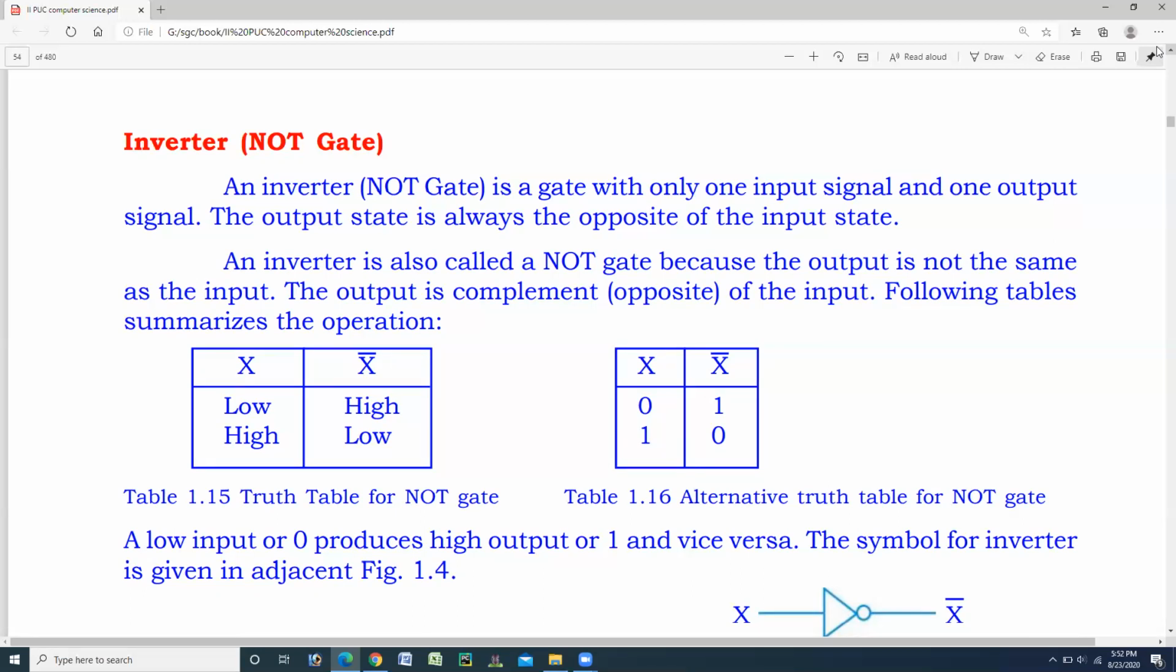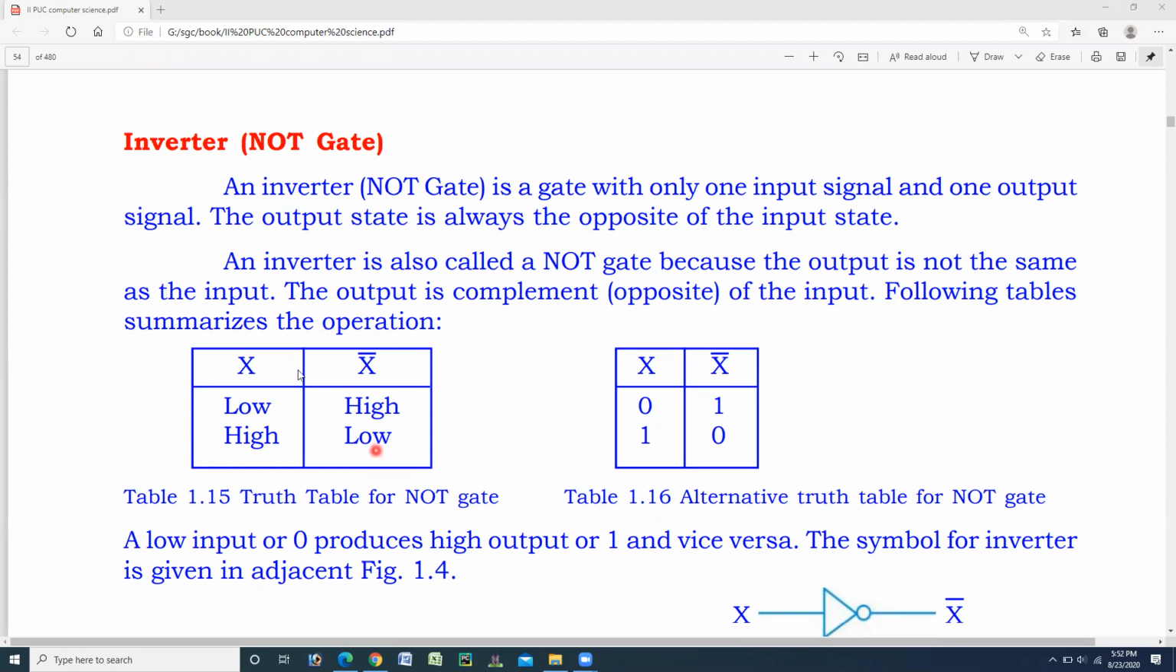For example, if you check here in the truth table, x and x complement. In the NOT gate representation, the output is the complement because it inverts. If the input is low, then the output is high. If the input is high, then the output is low.